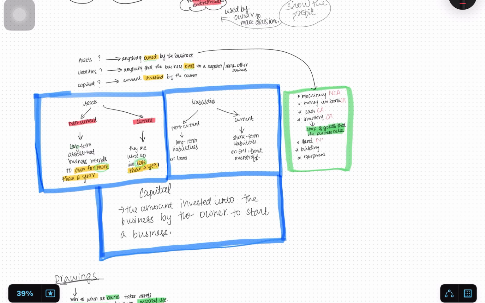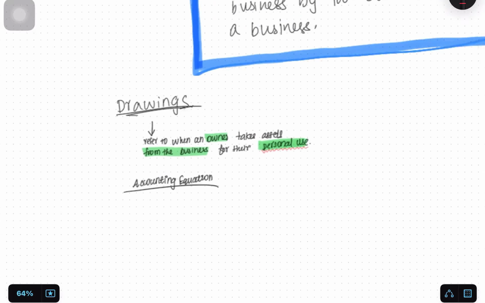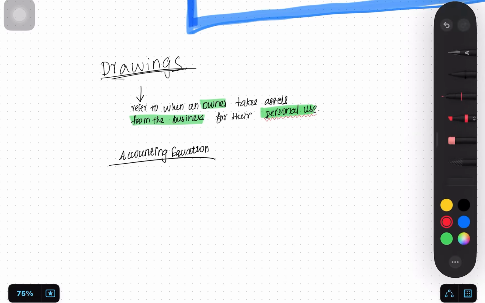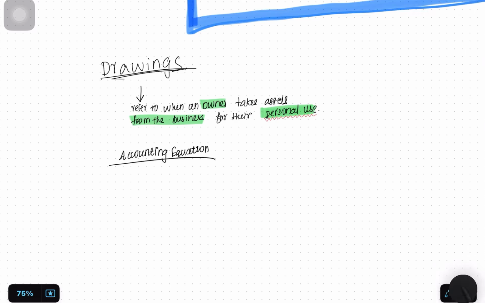Land is a non-current asset because it can be owned by the business for more than a year. Buildings is also a non-current asset because it can be used for more than a year. Equipment is more or less the same as machinery, so that is also a non-current asset. And then we also saw drawings, which refers to an owner taking assets from the business for their personal use. So now let's move on to the first concept that we're going to be learning.